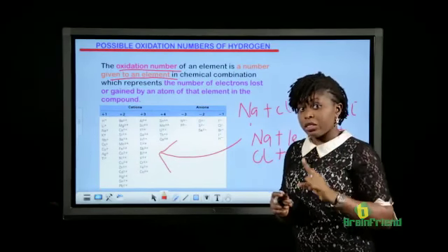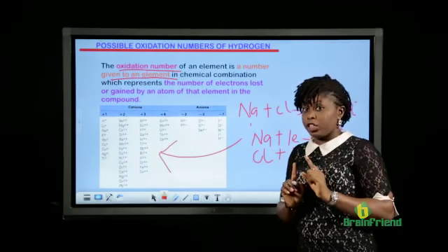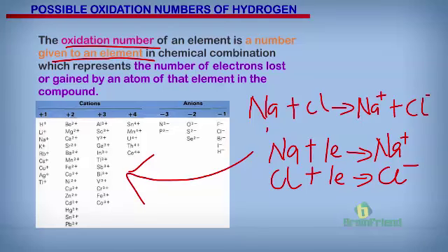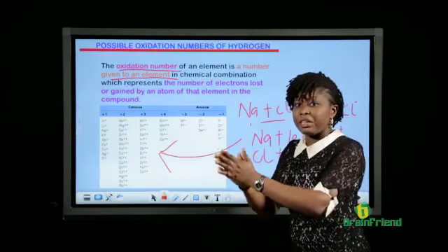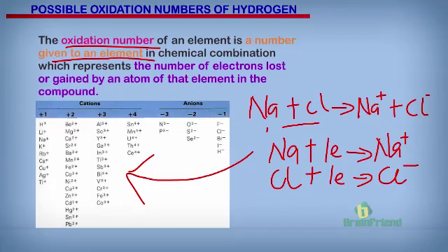+1, because it is giving out just 1 electron in this reaction. And because it is the one giving, the sodium ion carries a positive charge. That is why we have this. But chlorine will carry a negative charge on it because it is receiving 1 electron from sodium.